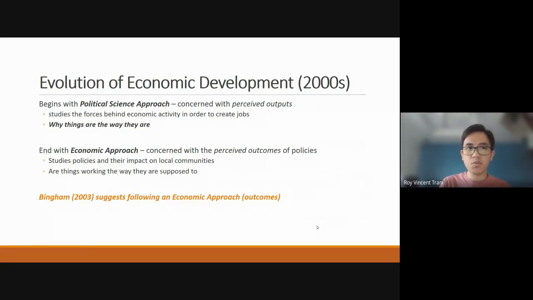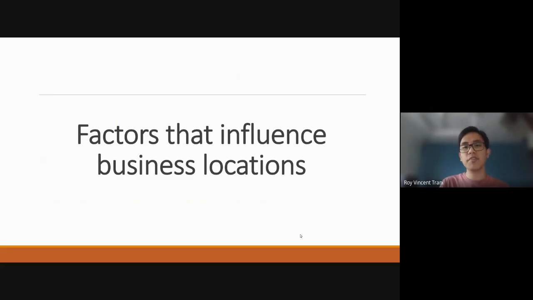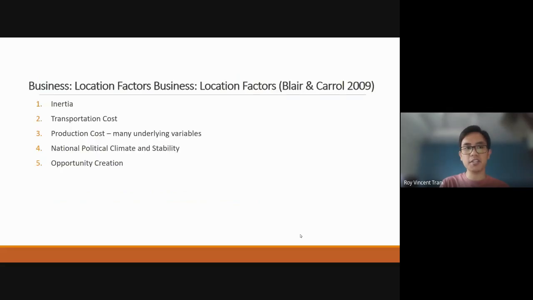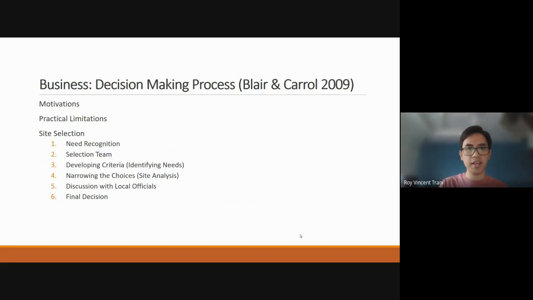Then there are 2 approaches to economic development: a political science approach and an economic approach. Bingham 2003 says we should follow the economic approach, or an outcomes-based approach. Next, factors that influence business locations. There are 5: inertia, transportation costs, production costs, national political climate and stability, and opportunity creation. So I just wanted to list those. You have the reference for the definition.